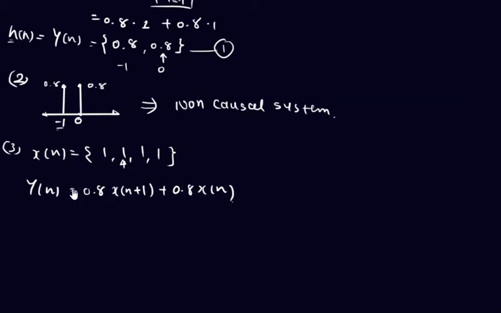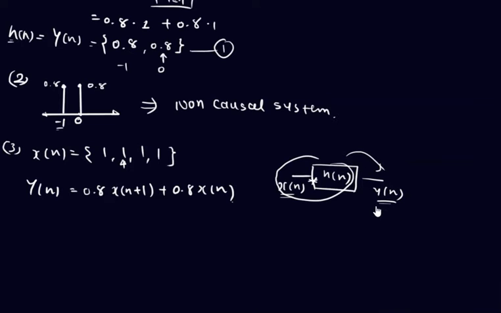If you want to solve this kind of expression, you have to understand this basic concept: this is our system, this is our input, and this is our output. We want to find the output. We have the input as well as the impulse response. If we convolve these two things, that is x of n and h of n, then we can find the output y of n. x of n is already given in the question by means of a graph, and h of n we have already found by using the expression.